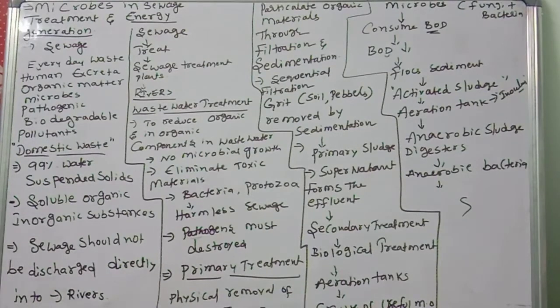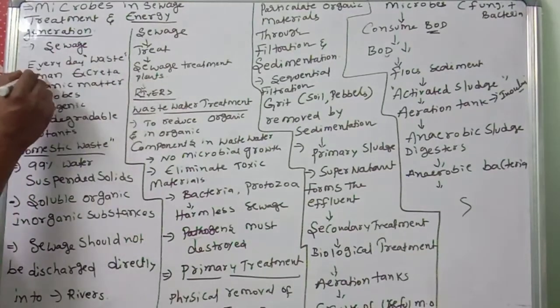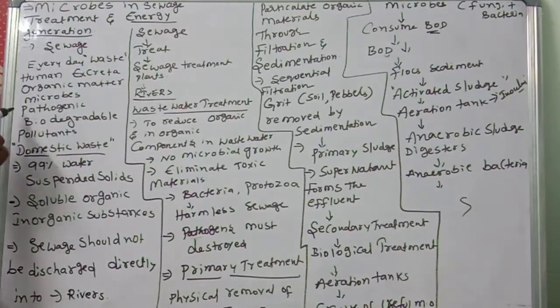So, what is sewage? Without microorganisms, we can't purify the water. We can't treat sewage anywhere in the world. Even today, people use microbes for treating sewage and wastewater. What is sewage? Everyday waste, human excreta, organic matter, microbes, pathogens, and biodegradable pollutants are all there in the sewage. We are producing too much waste, so we have to purify it.